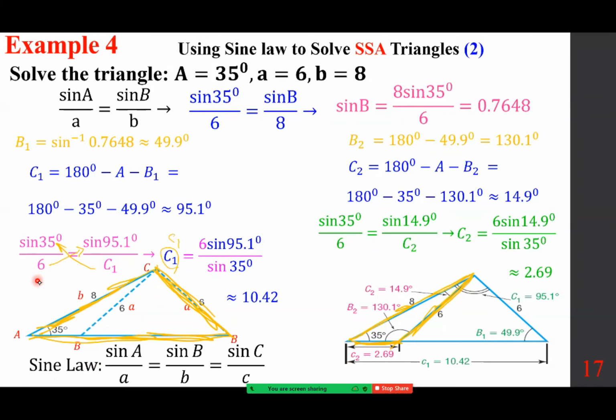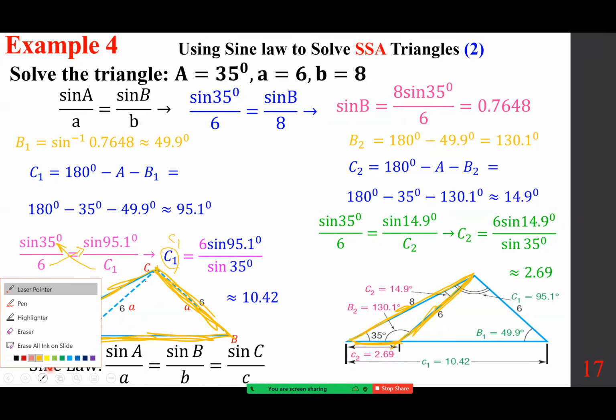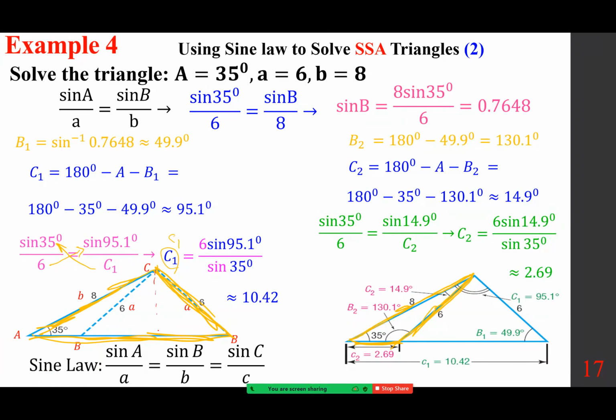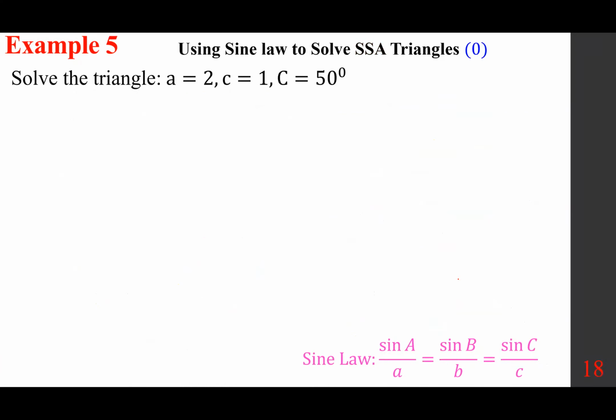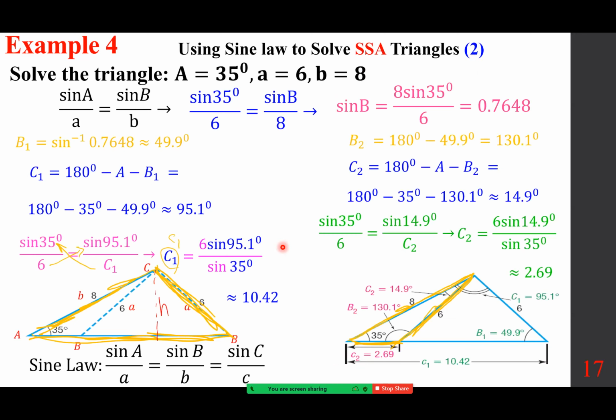And as you can see, they both have the same h. The same h applies for both of them. Here's the next one. Lowercase a is 2, lowercase c is 1, capital C, the angle is 50 degrees. And we want to solve this one. Again, we have an SSA. By the way, quickly, this had two answers, okay? That's why it's an ambiguous case, two answers.